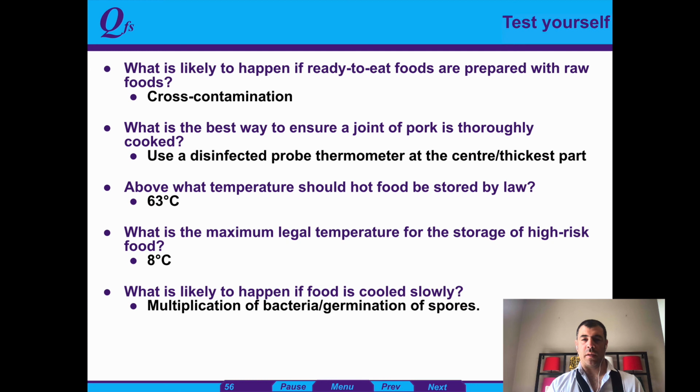What's likely to happen if food is cooled slowly? Multiplication of bacteria and germination of spores. So I will emphasize on that. Food needs to be cooled down as quickly as possible. We really want to prevent the food to remain within the temperature danger zone. So the law says that we have to cool the food down from 63 degrees to 5 degrees within 90 minutes, and there is an allowance up to 120 minutes.